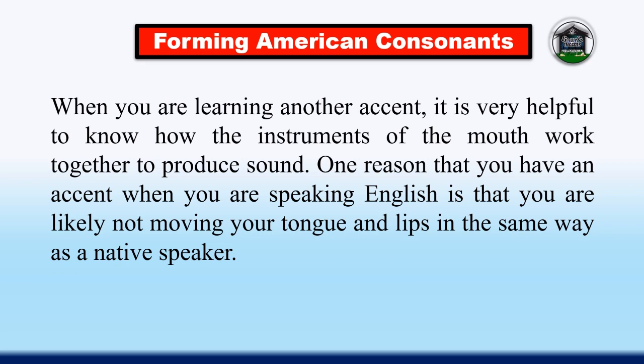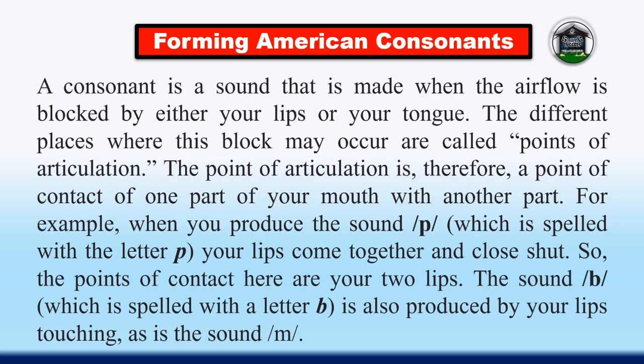Forming American consonants. When you are learning another accent, it is very helpful to know how the instruments of the mouth work together to produce sound. One reason that you have an accent when you are speaking English is that you're likely not moving your tongue and lips in the same way as a native speaker. A consonant is a sound that is made when the airflow is blocked by either your lips or your tongue. The different places where this block may occur are called points of articulation. The point of articulation is, therefore, a point of contact of one part of your mouth with another part.